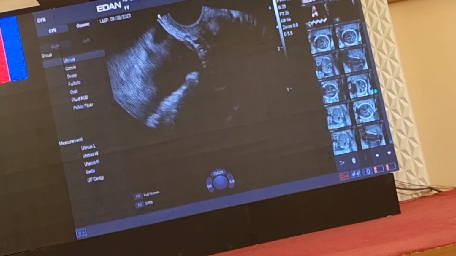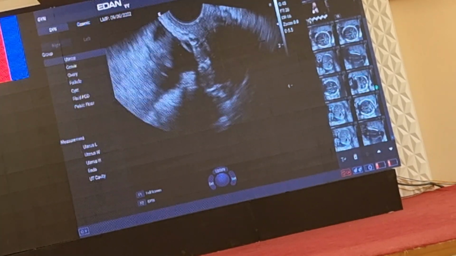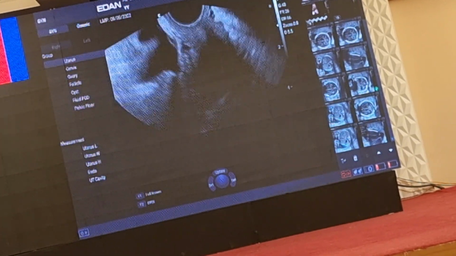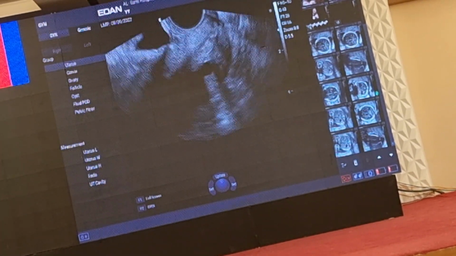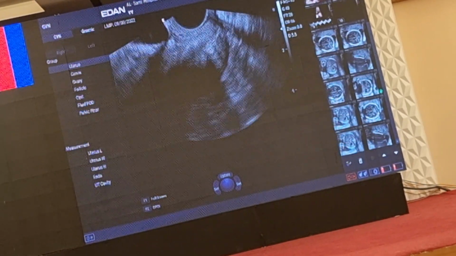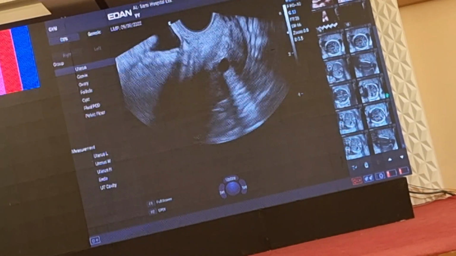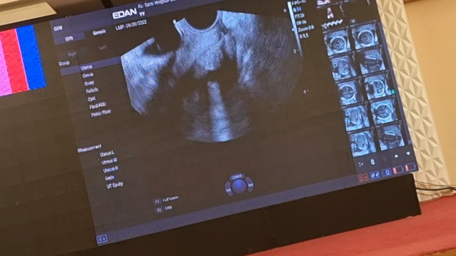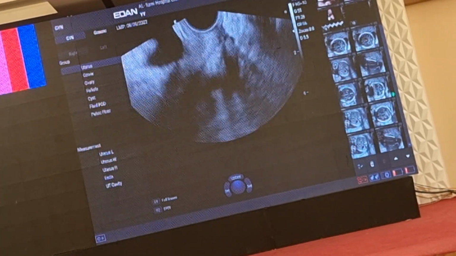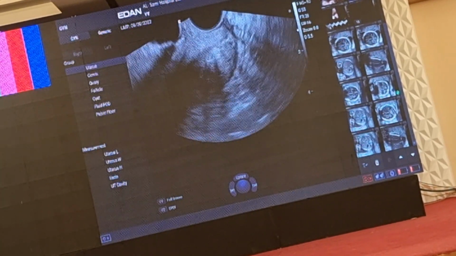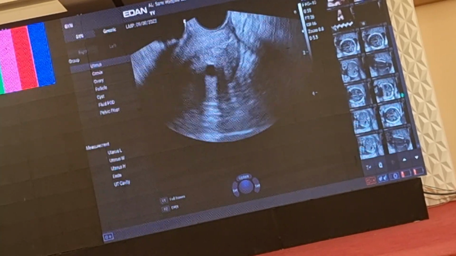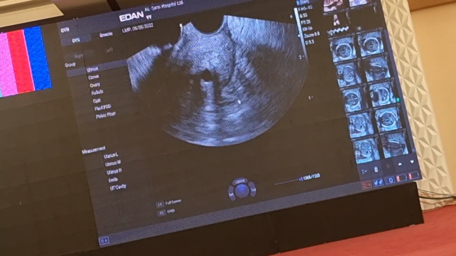So what I would do is, when I put the probe in, and put the probe in. Now why so? Because I would like to start scanning the cervix at the outset. So this what we are seeing over here is the cervix.